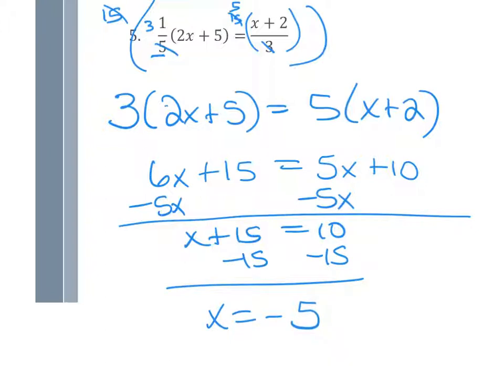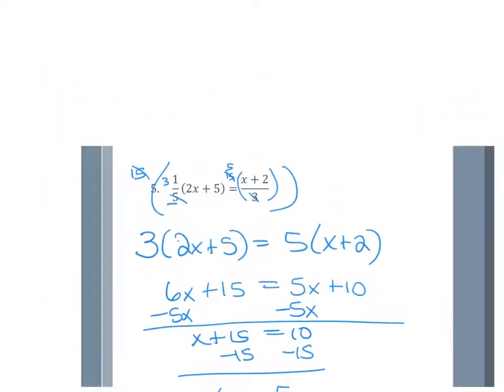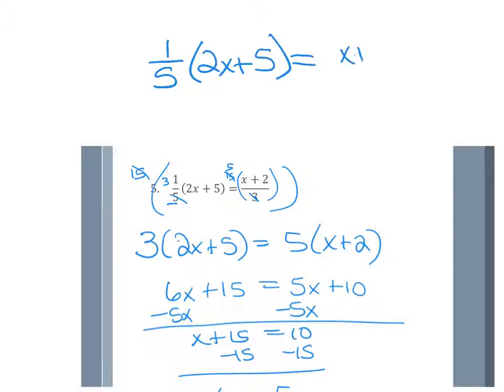Yes? How did you get rid of the denominators? Okay, so maybe if I show it, let's see. Let's do 1/5, 2x plus 5 equals x plus 2 over 3. So I'm going to find the common denominator between 5 and 3, and it's going to be 15. So what I'm trying to do is make this denominator 15, and basically what you're doing is you're finding the common denominator, and then you're going to multiply everything by it.